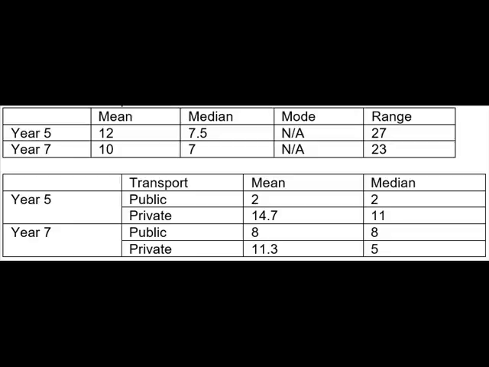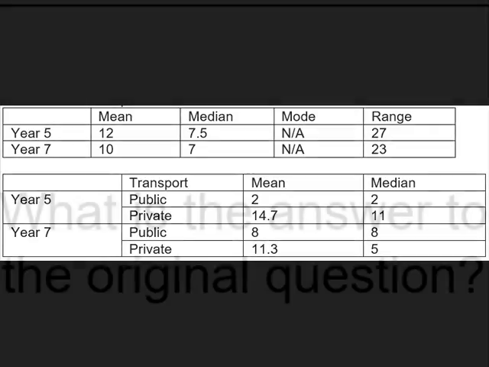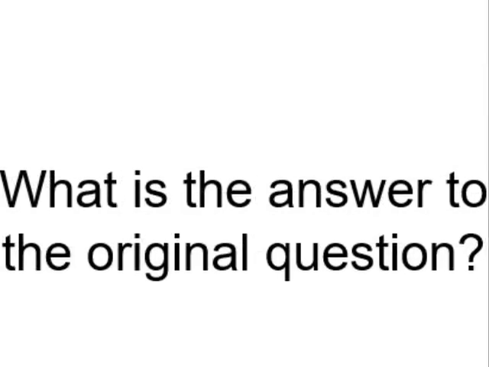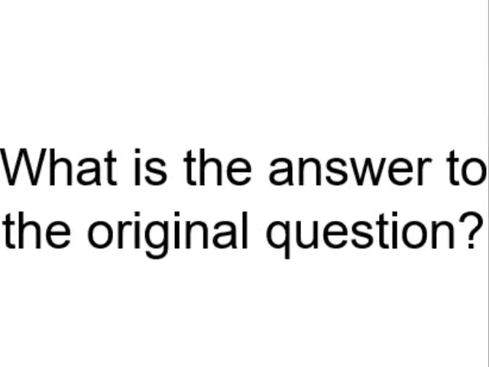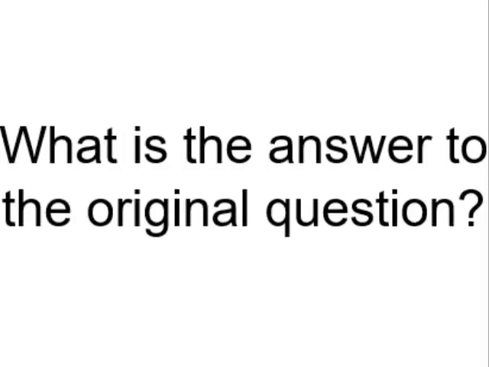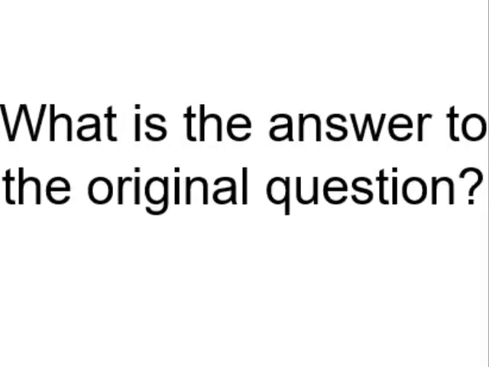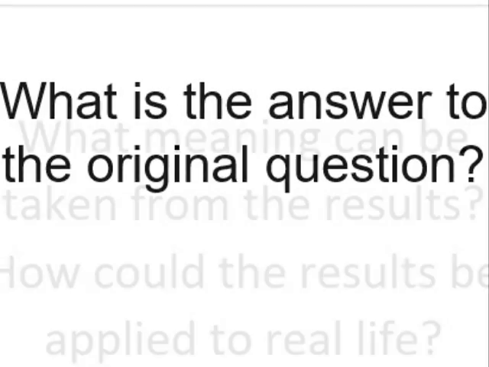However, if we look at the range of data, it shows there is a 27 and 23 student difference between the smallest and largest categories, disproving the suggestion of an even spread. The values in the second table allow us to draw a conclusion about the investigation. In answer to the original question, by referring to the mean and median calculated in the second table, more Year 7 students take public transport to school than Year 5 students.